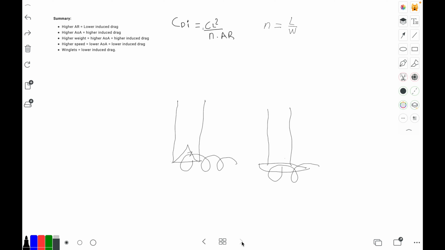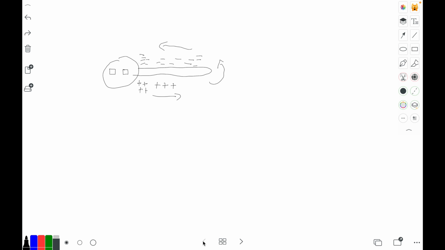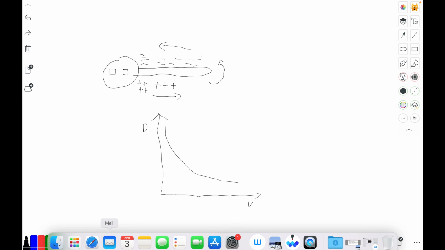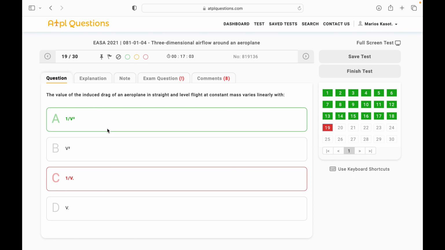Do we still have the graph? No. The graph of the induced drag, if you remember, we drew it earlier. As we increase the speed, induced drag... here we have the drag. As we increase our speed, induced drag decreases. So it's v squared. Yeah, it's v squared. Okay. So don't make the same mistake like me. Don't go too fast.